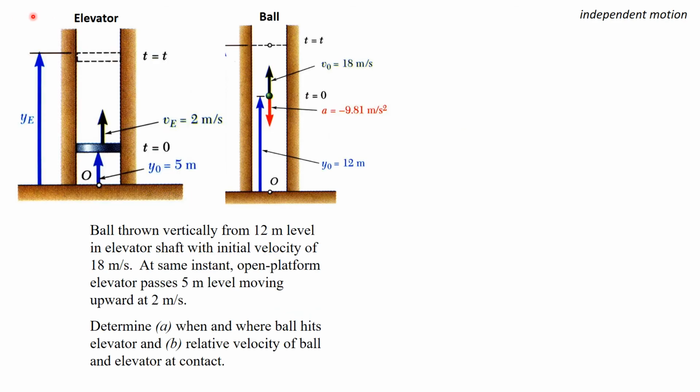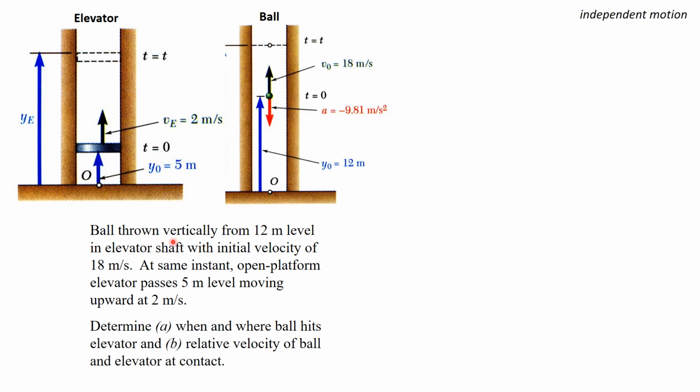Here's another example. Examples are a lot of times the best way to learn this stuff. Each one is its own little puzzle, but there's some similarities between the problems. For this example problem, we have an elevator. So here's our elevator going up and down in the elevator shaft. And we also have a ball being thrown around.